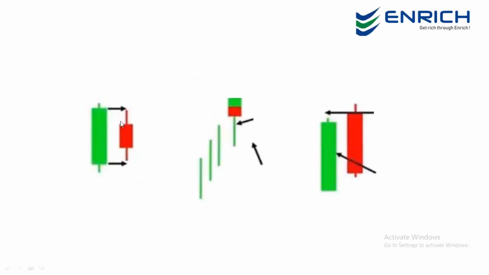Now this is a harami. Can you see the difference between harami and the engulfing? The entire body is contained within this candle. And this is a hanging man because it comes after an uptrend. After hanging man, the market goes down. This is again the opposite of piercing pattern. It closes 50% below this candle, right? So this is a dark cloud cover.